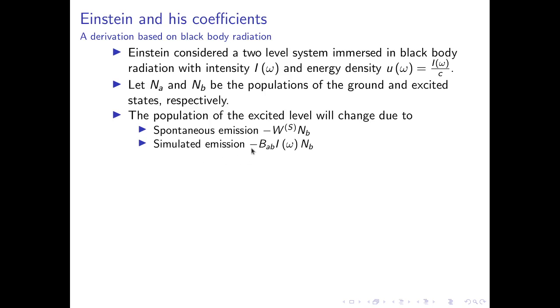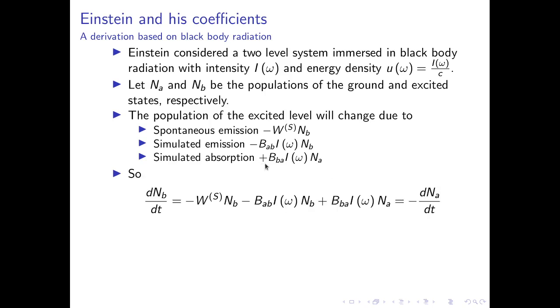In addition to this, you will also have simulated absorption. So that's BBA. You're starting from the state A, going into the state B, times I omega. That's the other probability, times the number of particles in the state A. So this, of course, comes with a plus sign. So the rate at which NB changes, dNB dt, is going to be a sum of all these three terms. Two decreasing terms, two negative terms because they decrease NB, and one positive term. Of course, dNB dt must be the negative of dNA dt, because NB plus NA has to be a constant.